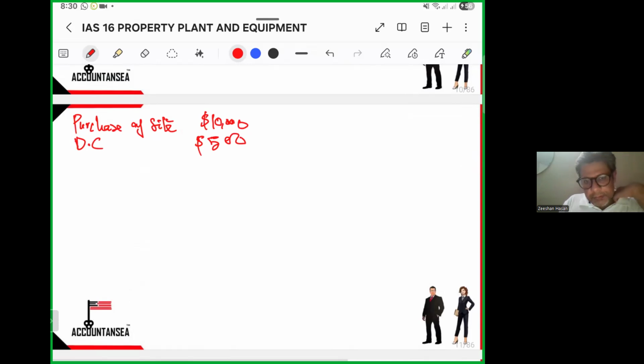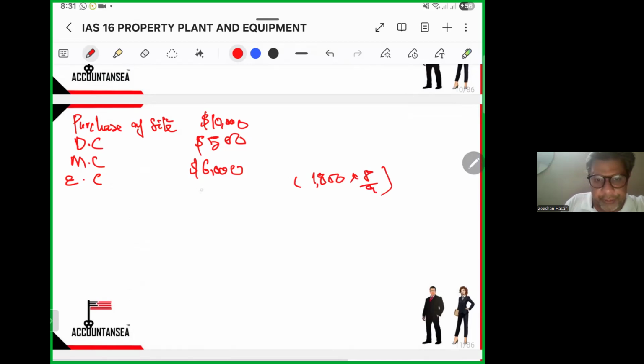Materials, material cost, $6,000. All used in constructing the factory, so it will be capitalized. Then we have employment cost. The working is 1,800, and we are taking 8 months out of 9 for this particular cost. So it's 1,600.